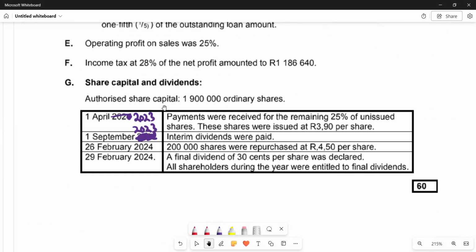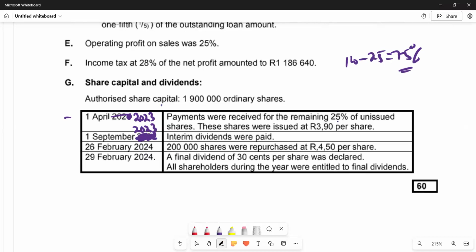Here, this is at the beginning of the year, which is 1 April 2023. The description reads: payments were received for the remaining 25% of unissued shares on 1 April 2023, and these shares were issued at 3 rand 90 cents per share. So it means unissued is represented as 25% here. The already issued was 100 minus 25, which gives you 75. So 75% is the already issued.